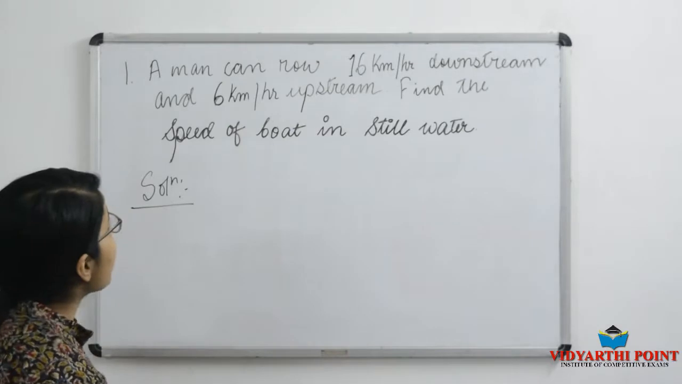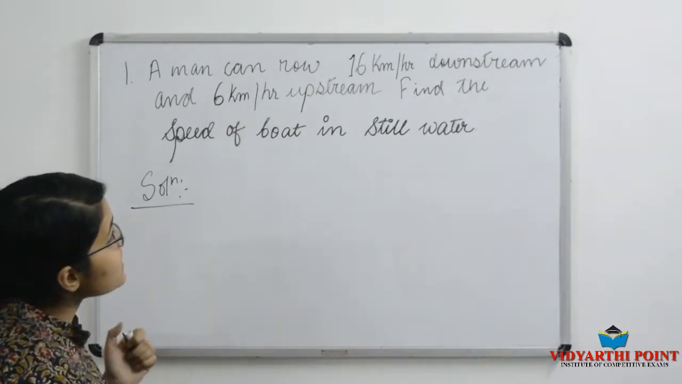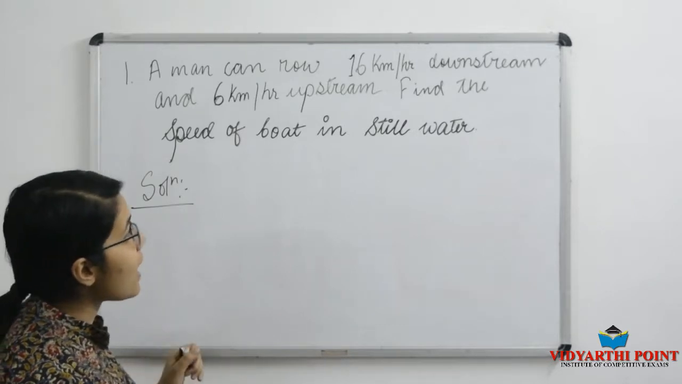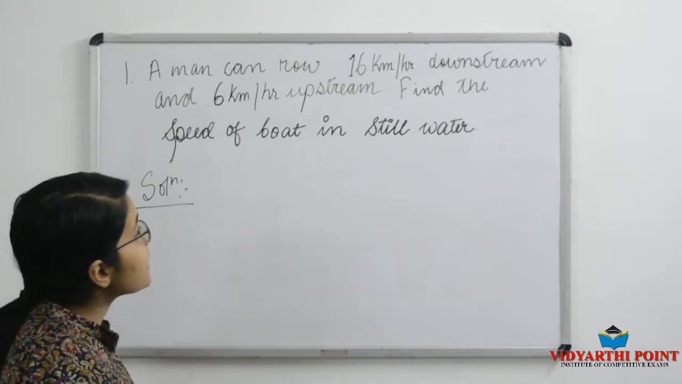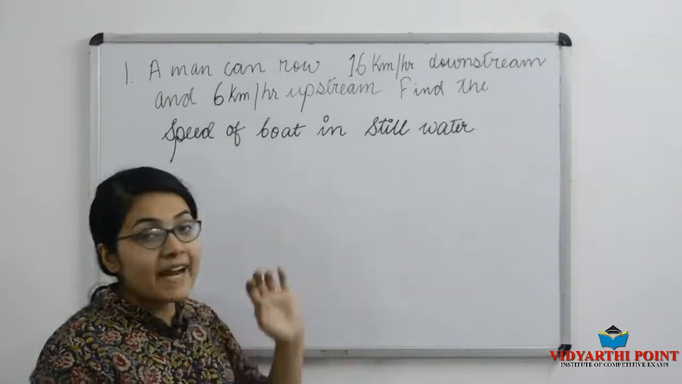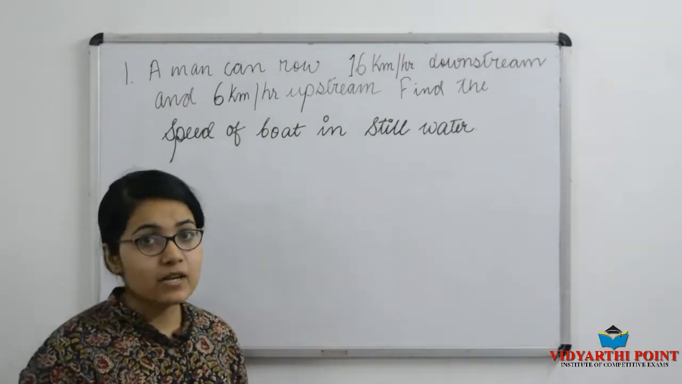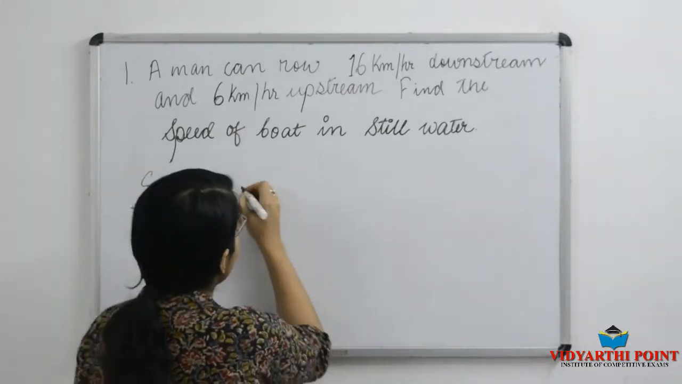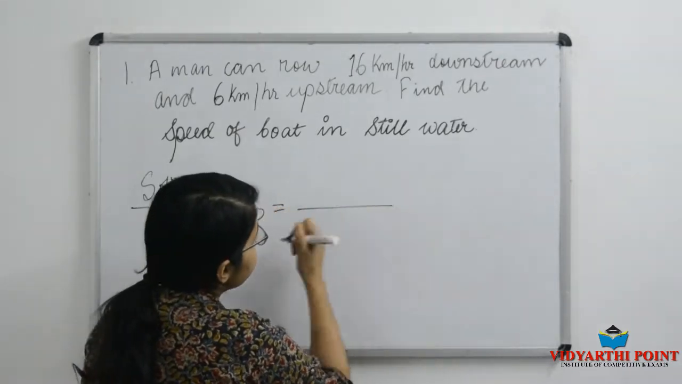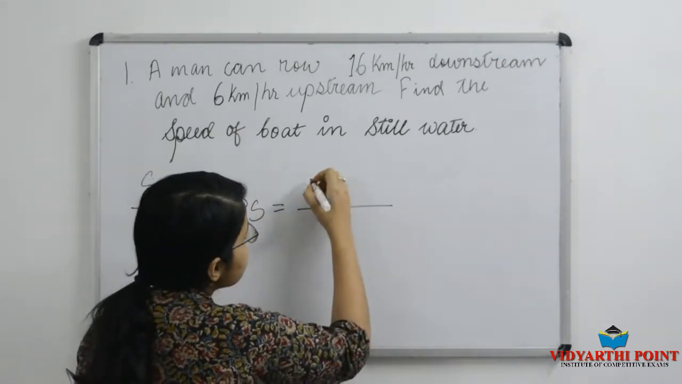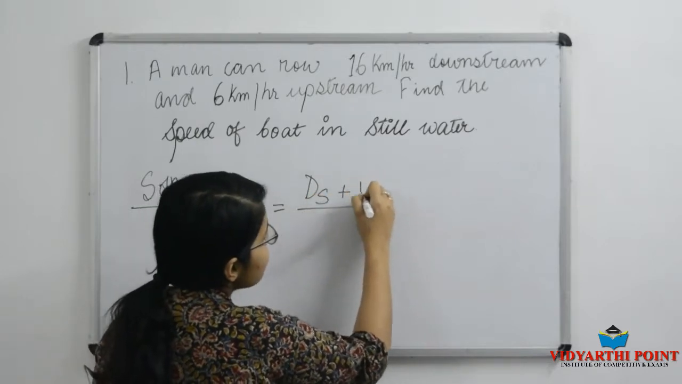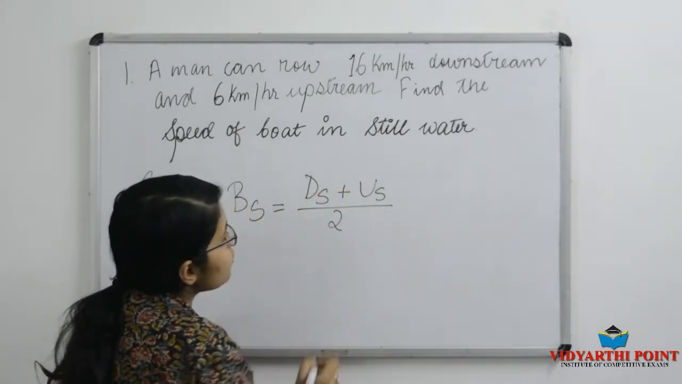Question number 1, we have here, a man can row 16 km per hour downstream and 6 km per hour upstream. Find the speed of boat in still water. Here, we can use the direct formula of speed of boat in still water. We know the formula is BS, that is speed of boat in still water, is downstream speed plus upstream speed divided by 2.